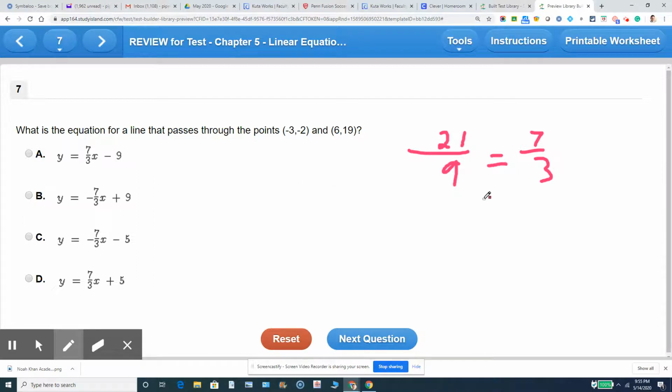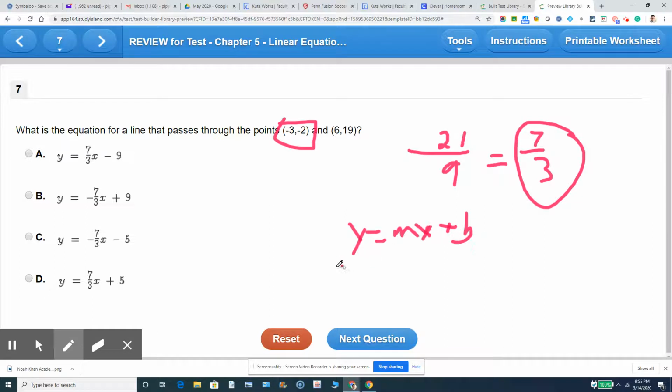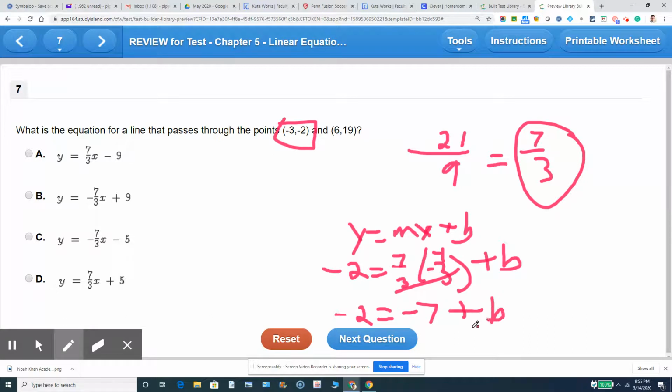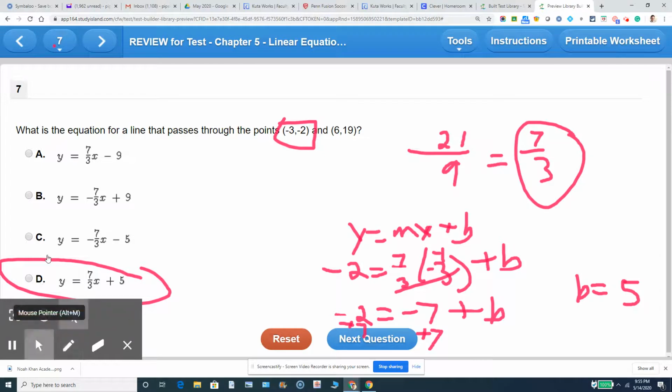All right, I guess we'll finish it. Why not? There's the slope. So we have, I'm going to use this point right here. So y equals mx plus b. But I'll try to skip other problems that are very similar. So negative 2, right, y, equals 7 over 3 times negative 3 plus b. These cancel, so I get negative 1 there. So negative 2 equals negative 7 plus b. And if you add 7 to both sides, you get positive 5 for b. So it has to be this one, D. Okay?